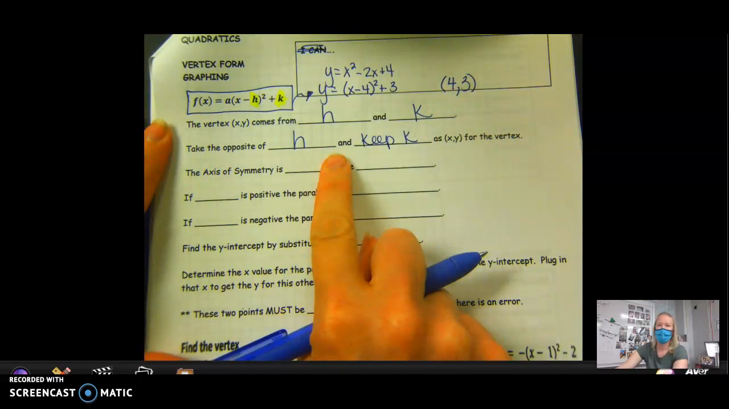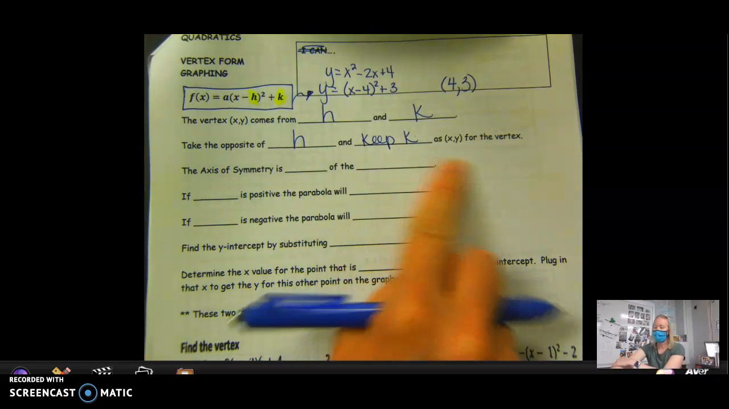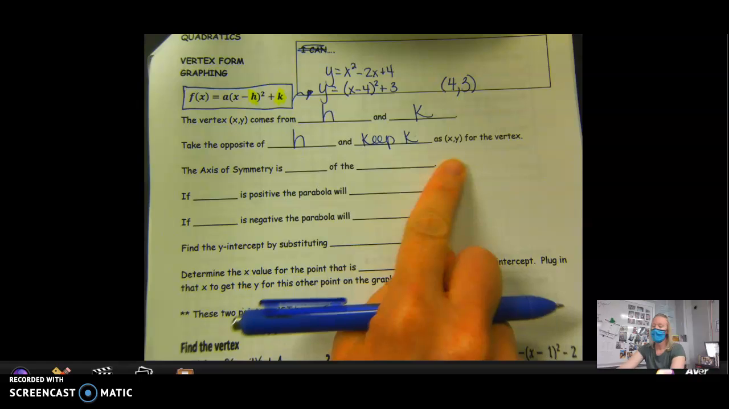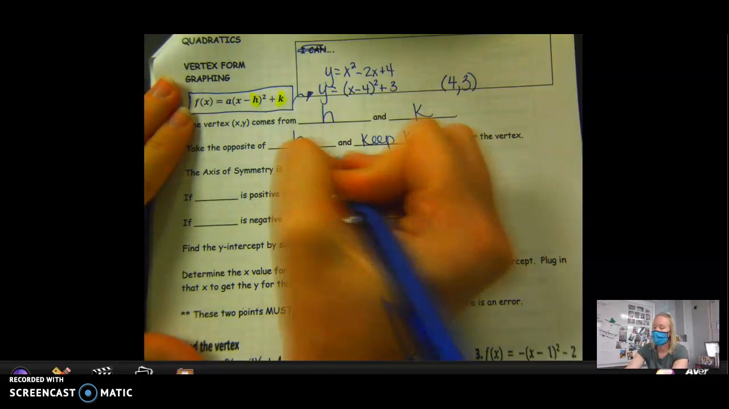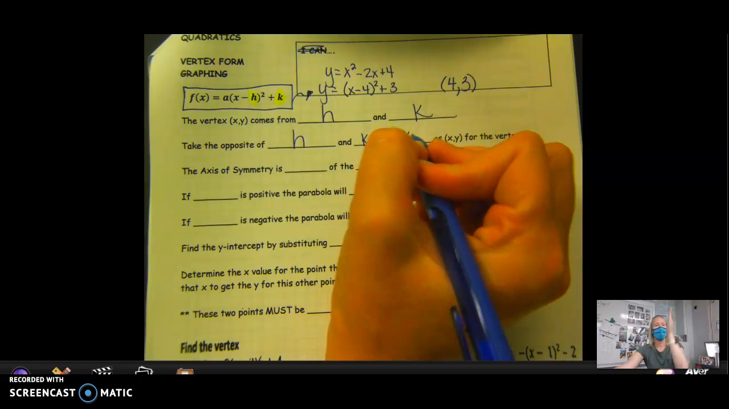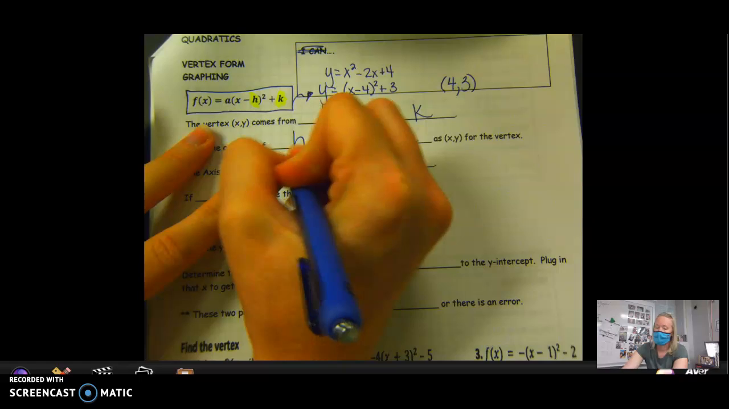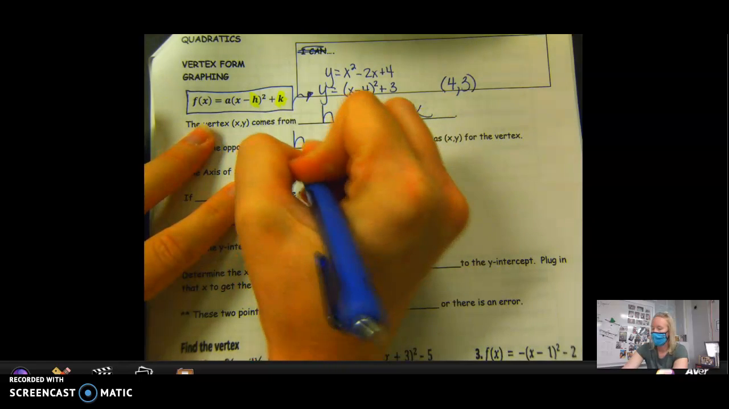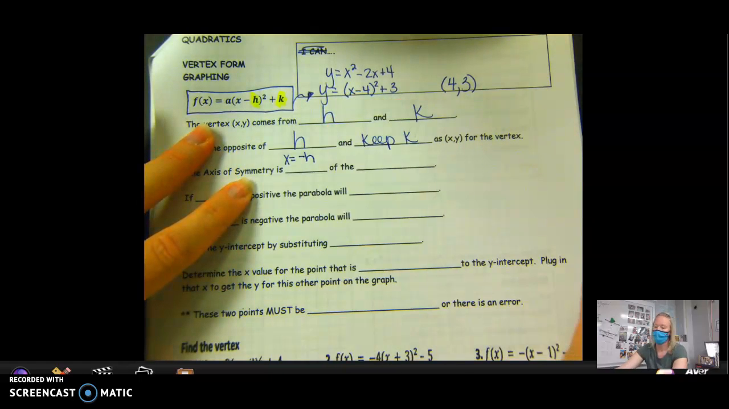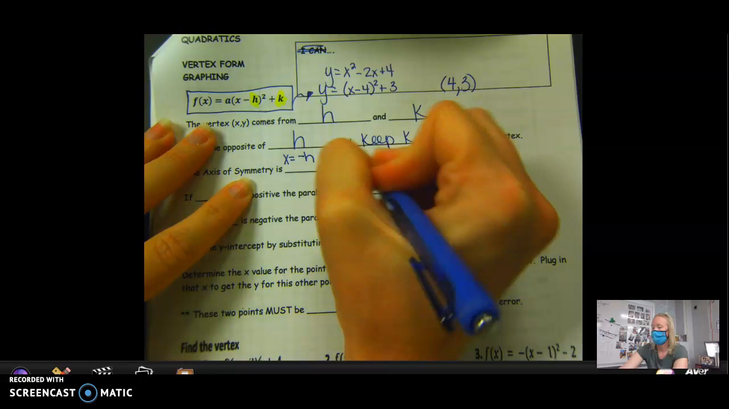So that's what they mean. Take the opposite of your h. So if it was negative, it becomes positive. If it was positive, it becomes negative. And keep the k for your x, y. Your axis of symmetry is, remember, axis of symmetry is the x equals line, right? So it is x equals the opposite of h, so negative h, of the equation.